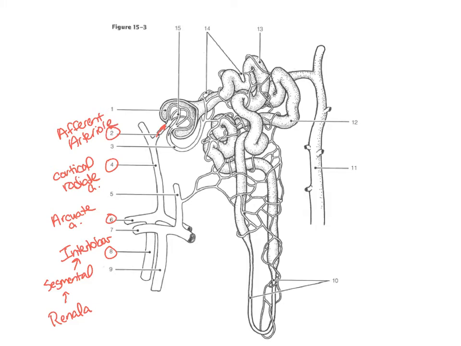The afferent arteriole then branches into these capillaries, this group of capillaries inside the nephron here. We can see these branches, these capillaries, and that is called the glomerulus. So number 15 is the glomerulus. From there, the glomerulus will drain into another arteriole. So this is still part of the artery system, and that's number 3, and that is called the efferent arteriole.